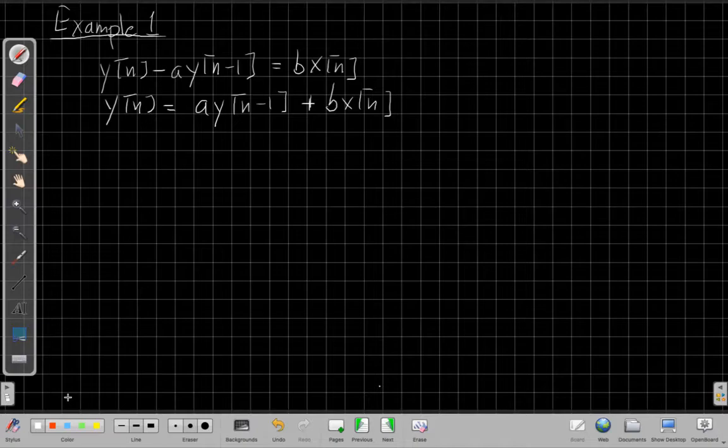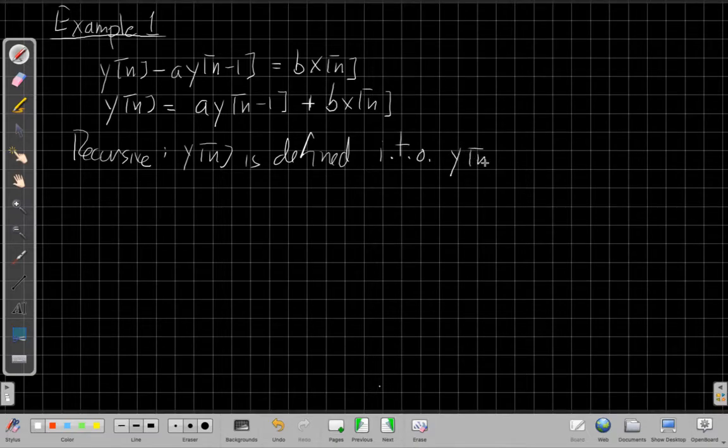Okay, so to look at this one, we would say this is a recursive difference equation. The reason it's recursive is that y of n is defined in terms of y of n minus 1. If I look at this equation, this term on the right-hand side says I need to have old values of the output to find the next value of the output. So that makes it a recursive difference equation.